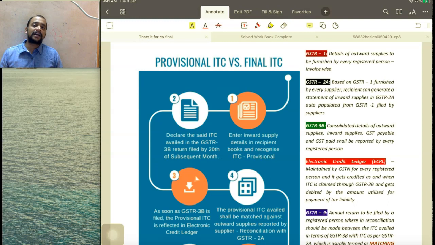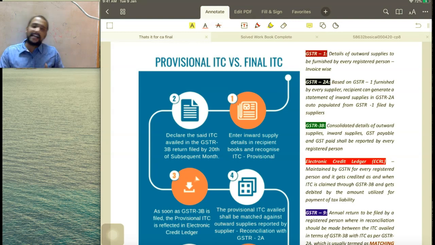Instead of SGST, if you are located in a union territory, then you will make it UTGST. And if your purchases are eligible for compensation cess, then compensation cess can also be taken as credit. Now, when you pass these entries in your books, your books will have some accounting information related to the ITC. That is the first step.